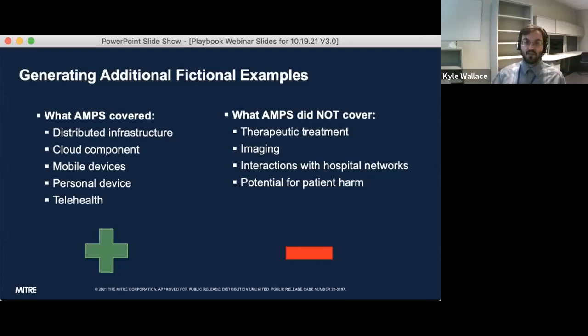As AMPS was a telehealth device, we didn't really have any interactions with hospital networks, so we really wanted to take some time to talk about that. And primarily, the big elephant in the room is we never really touched on the subject of potential for patient harm and how you integrate that into your threat models. Next slide, please.